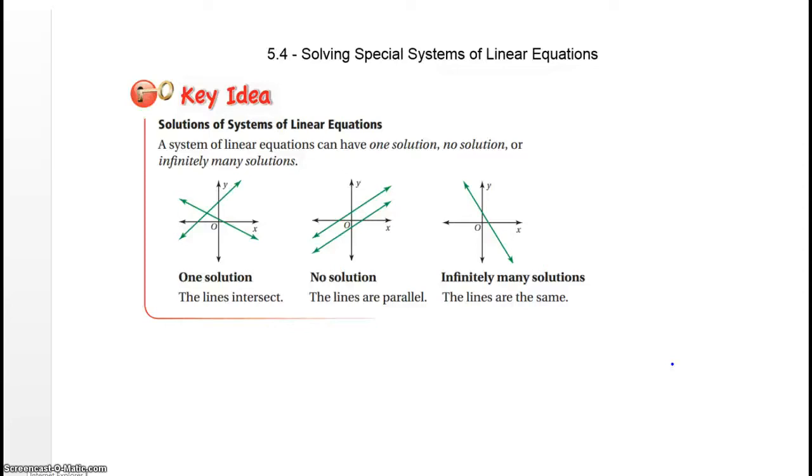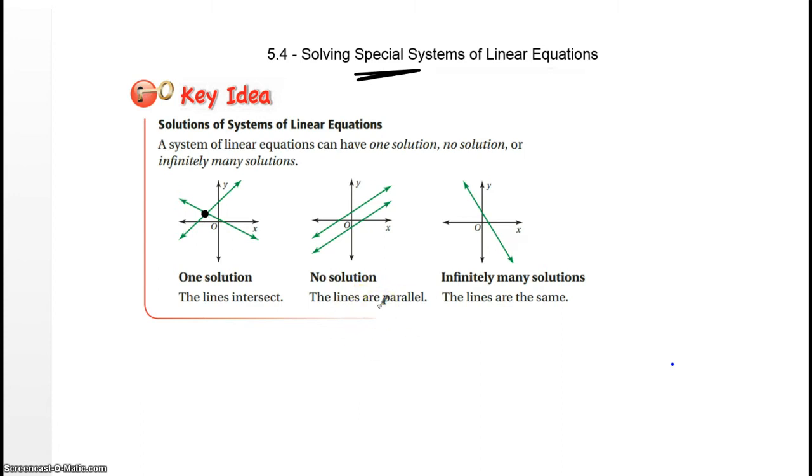Okay, section 5.4 is called solving special systems of linear equations, and what makes these special is that there are three different kinds of solutions of systems of linear equations. Okay, we can have one solution, which is what we've been working on the most. When the lines intersect, we have one solution, and that's the point of intersection. But there's also something called no solution.